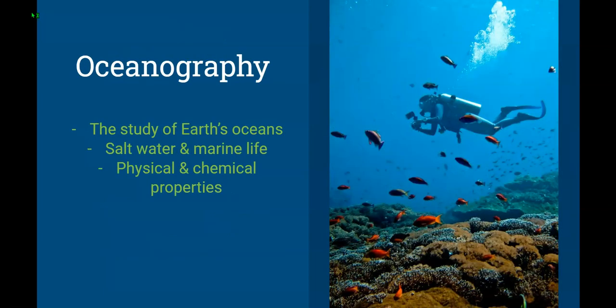Then we come to the second area in Earth science, known as oceanography. Oceanography is the study of the Earth's oceans, which cover nearly 3/4 of our planet. Oceanographers study the creatures that inhabit saltwater, measure different physical and chemical properties of the oceans, and observe various processes in these bodies of water. When oceanographers are conducting field research, they often have to dive into the ocean to gather data.